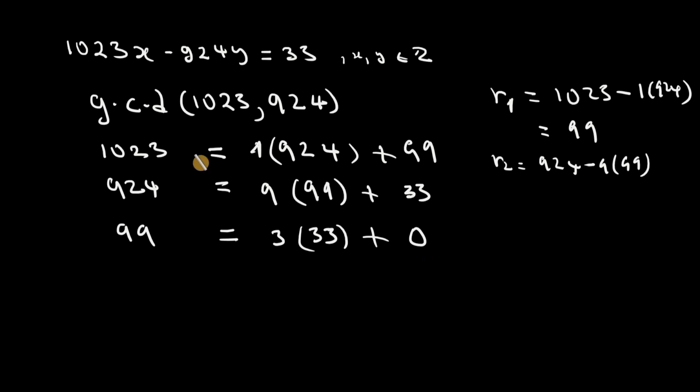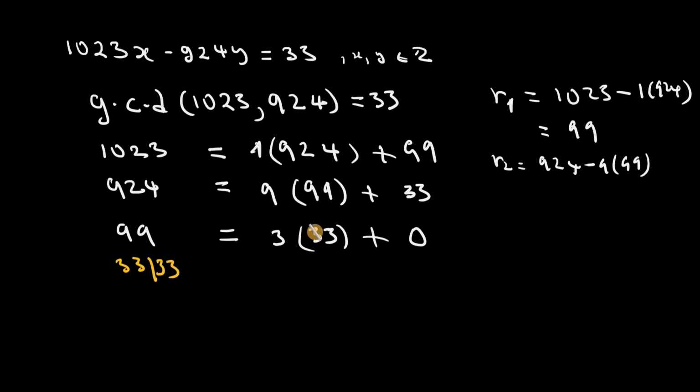And then the GCD of 1023 and 924 is the last non-zero remainder, in this case 33. So the GCD of these two numbers is equal to 33. You see, now 33 can divide 33. It means this equation can be solved.